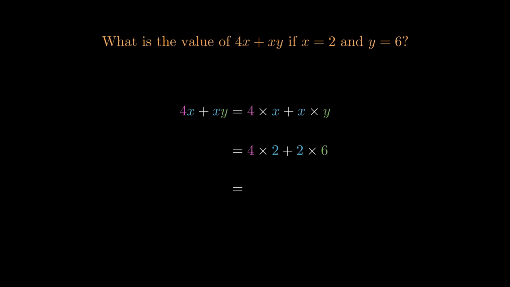Just be careful with the order we do this in. We need to do all the times first, remember? So we have 4 times 2 being 8. We have 2 times 6 being 12. And then we can add them together, and we get 20 as our final answer.